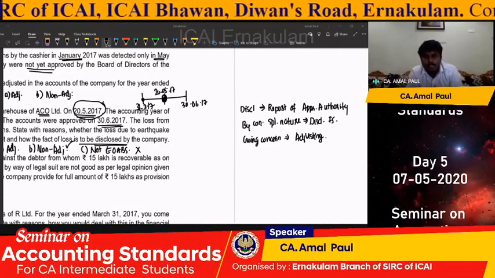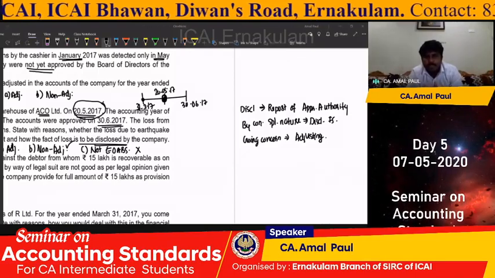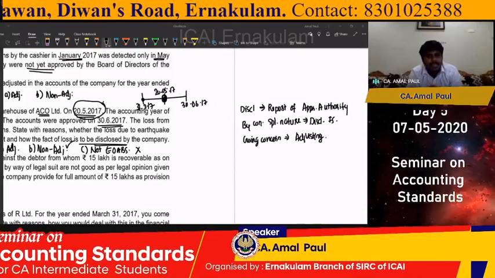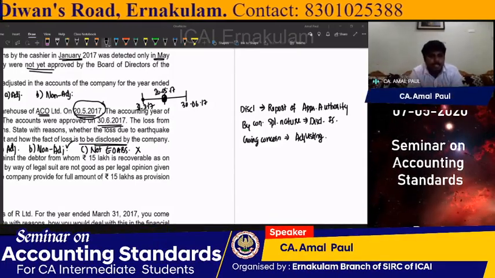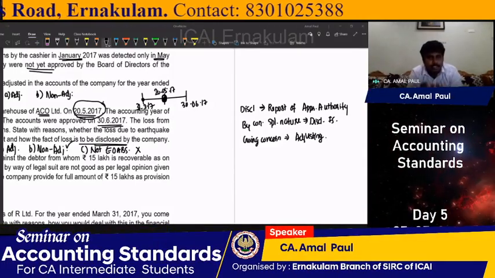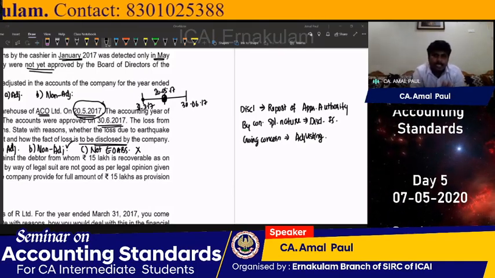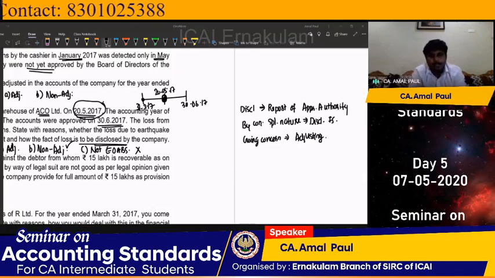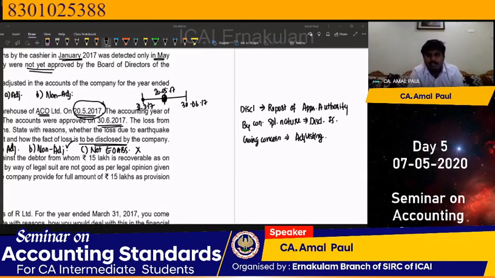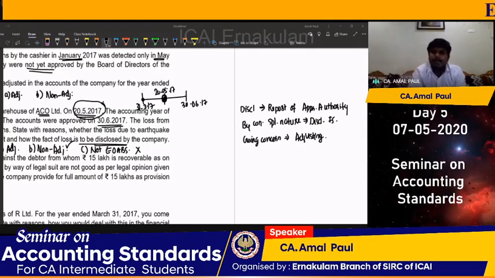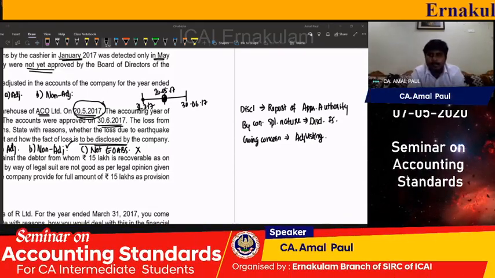Usually it is a non-adjusting event. Disclosure will be required in the approving authority's report. By considering special nature and materiality, we can include it in the financial statements as a disclosure. If the going concern assumption is not valid, we have to adjust the assets and liability values, since the fundamental accounting assumption is not valid. We have to go for a separate basis of accounting. Clear?